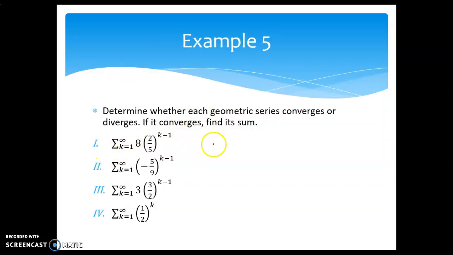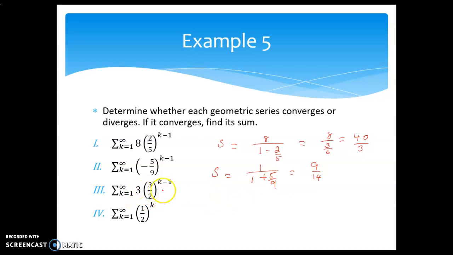Okay, so right now we want to find the sum of these. If we call the sum S, it's going to be equal to a over 1 minus r. R here being 2 over 5, that should be equal to 8 divided by 3 over 5. That would be equal to 40 over 3. For this one here, the sum is going to be equal to 1 over 1 plus 5 over 9. That would be equal to 9 over 14.